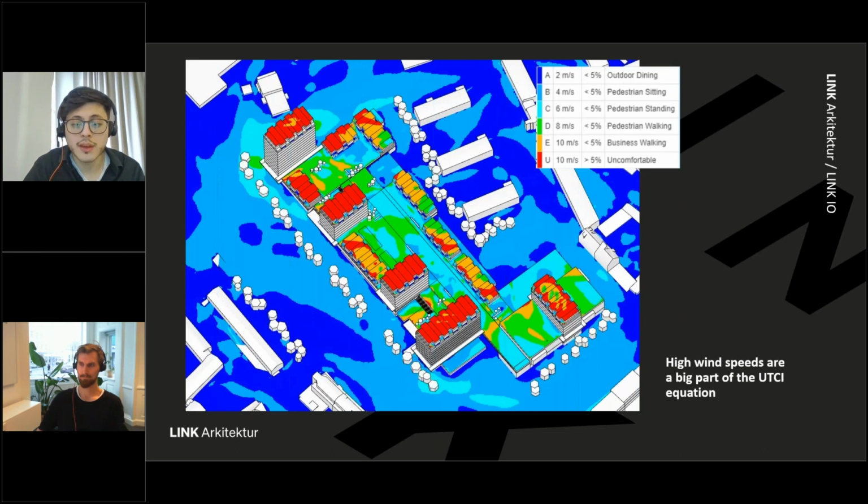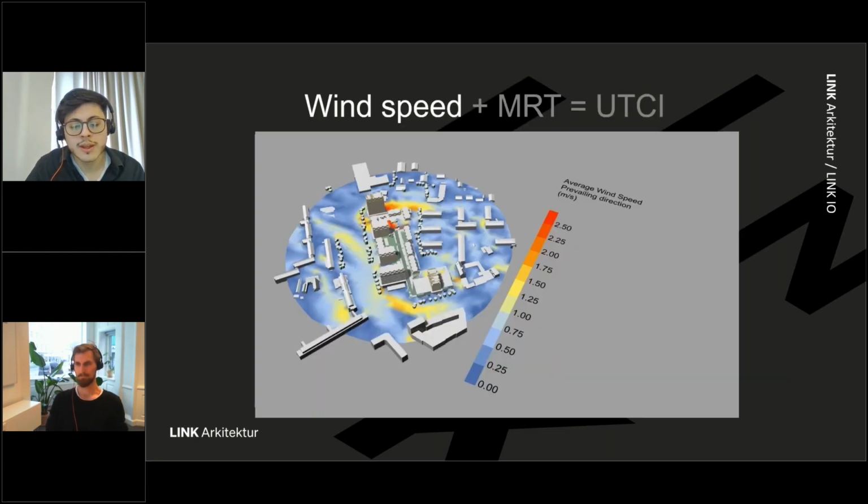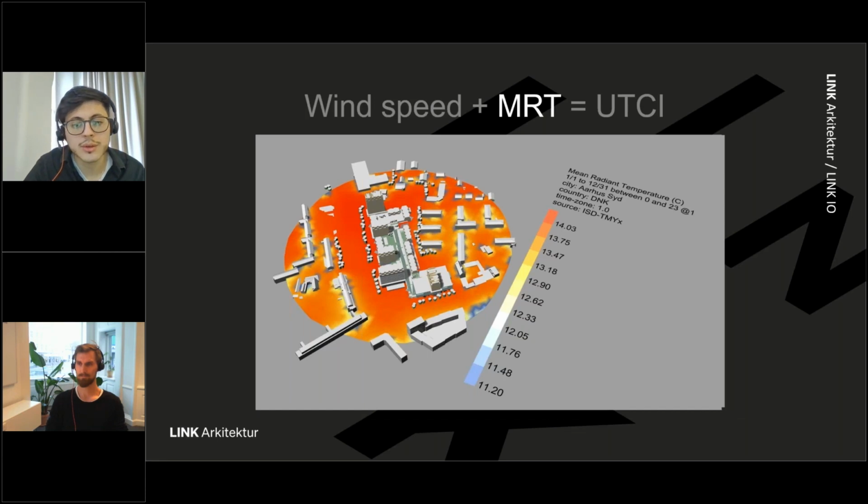So when we take the results of our iterative process, and we are well aware that high wind speeds are a big part of the UTCI equation, we can actually move forward with our workflow, take them into our Rhino platform. Here we can see the example of the prevailing direction on wind speed, and how we add up this to another calculation, which is the mean radiant temperature for the surrounding of our project. Also one of the Ladybug tools enabled calculation.